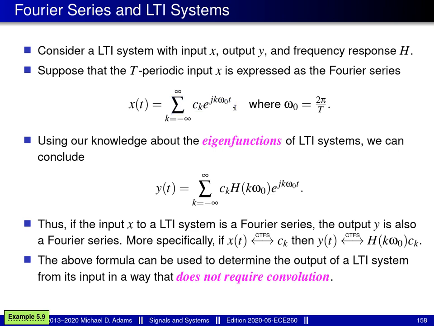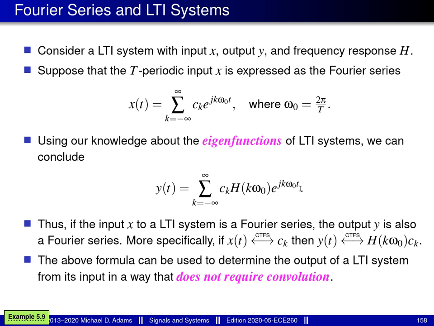Then using our knowledge of eigenfunctions of LTI systems, we can conclude that the output of the system, which is denoted by y, is given by this particular formula here. And if you compare this formula to the formula for the input to the system, you can see that the only difference between them is that we've added this multiplicative factor H of k omega naught. And this corresponds to the eigenvalue that goes with the eigenfunction e to the j k omega naught t. So here we're using the eigenfunction properties of LTI systems in order to find the output of the system given its input. And the determination of the output simply involves the operation of multiplying by a constant.